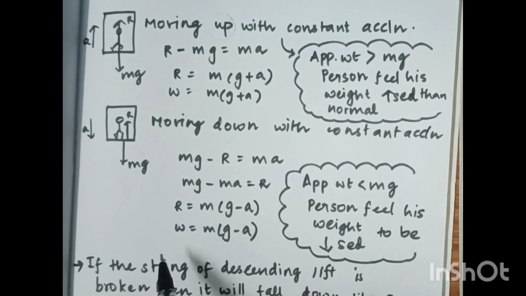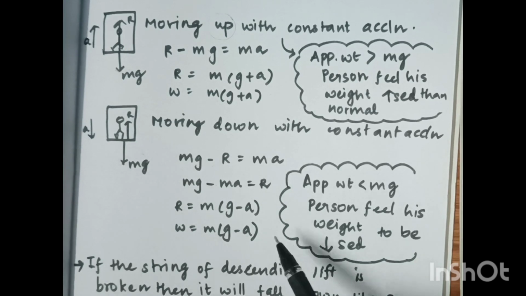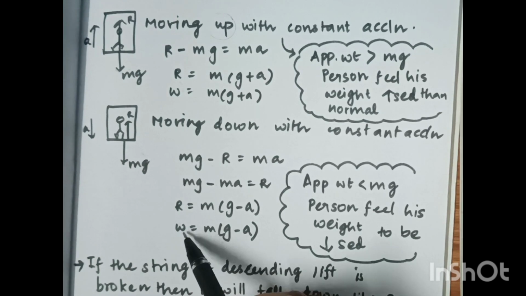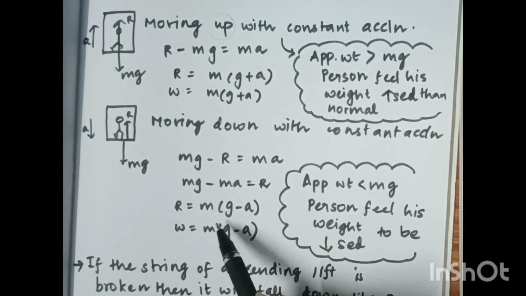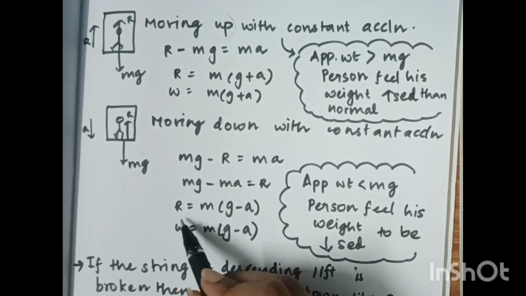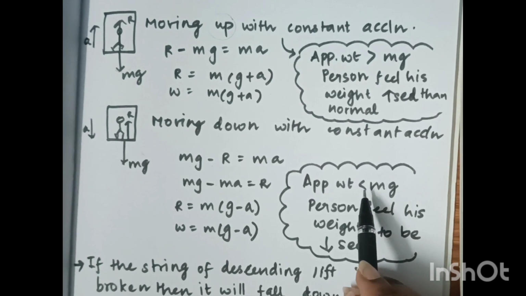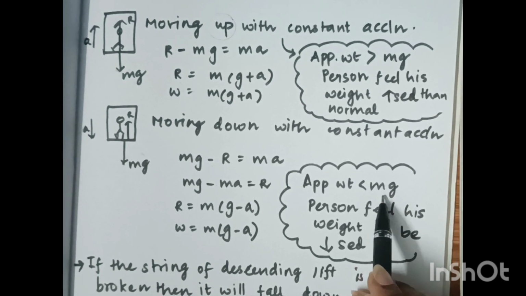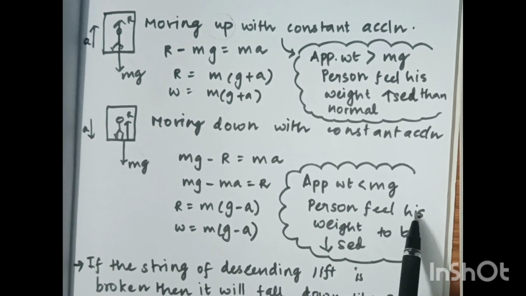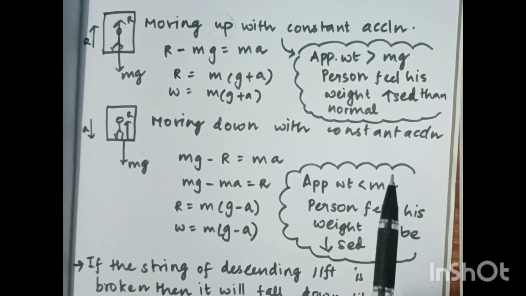R is equals to m into g minus a, or W is equals to m into g minus a. This is the weight read by the weighing machine. Now we can see weight is equals to mg minus ma. That is actual weight mg minus some quantity. Some quantity has been reduced. So his apparent weight will be lesser than mg, or lesser than the actual condition. Mg is the actual weight, so his apparent weight will be less than mg. In such a case, the person will feel his weight to be decreased than the normal condition. So when the lift is moving downward with constant acceleration, he will feel his weight is decreased than the normal state.